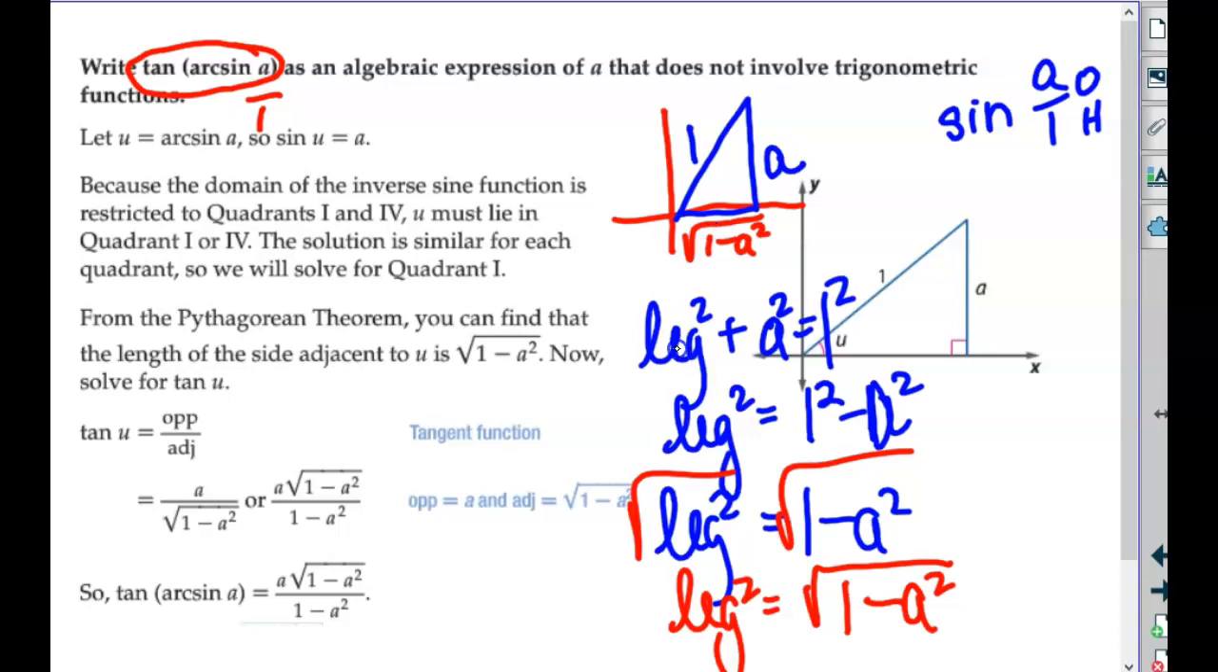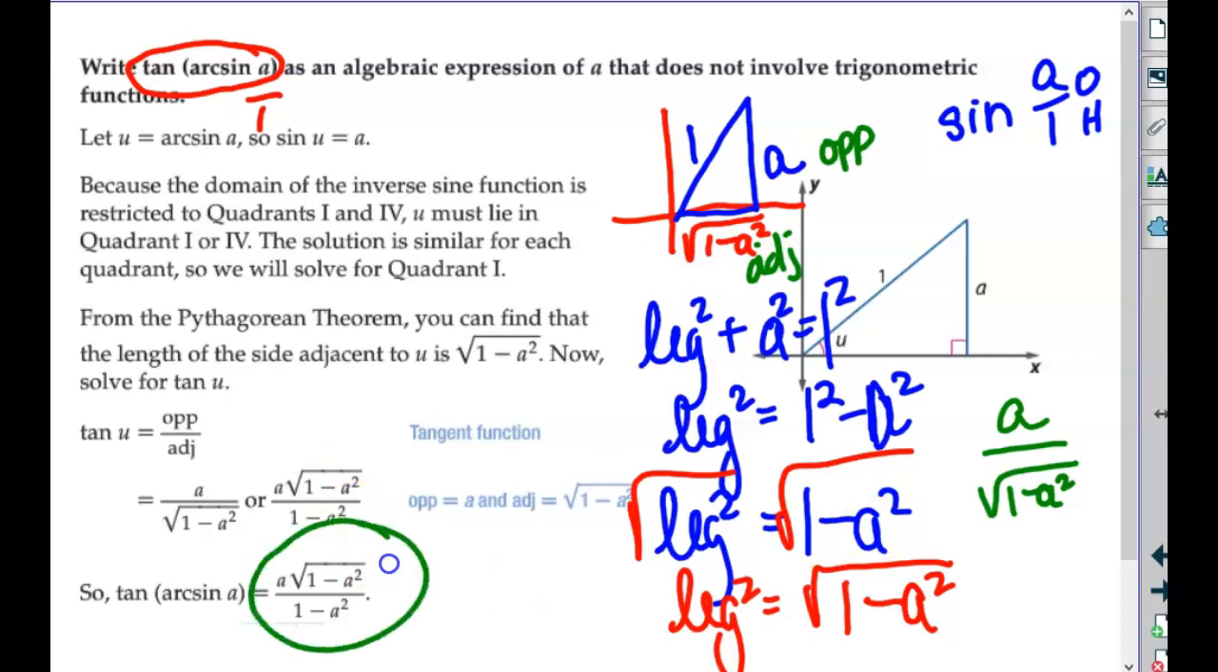Then they have chosen a really ugly one. They want the tangent. So tangent would be opposite over adjacent. So we have a over the square root of 1 minus a squared, which then they multiplied top and bottom and got this disaster. I'm not going to rewrite that because it's just gross.